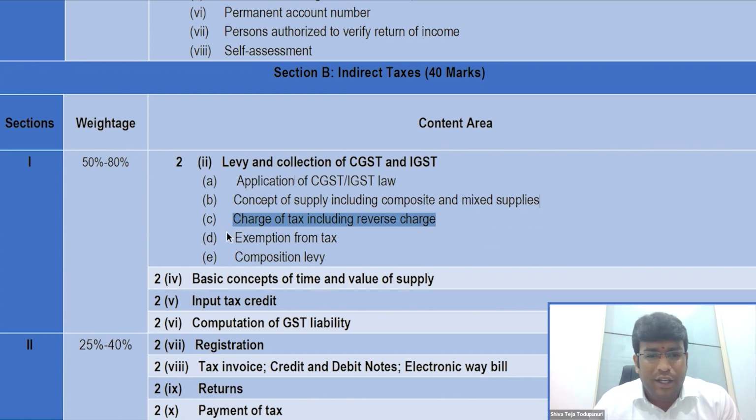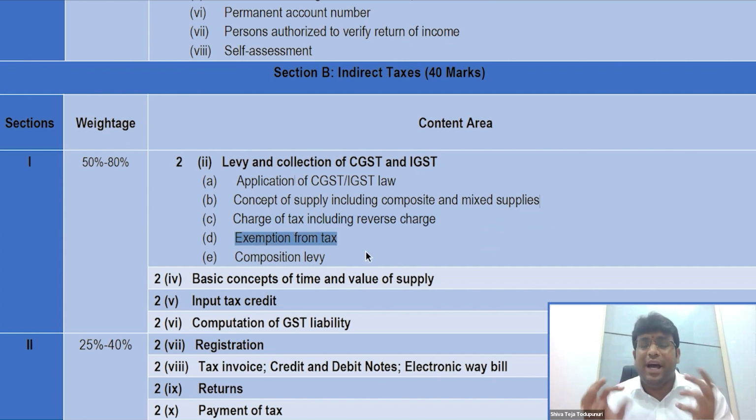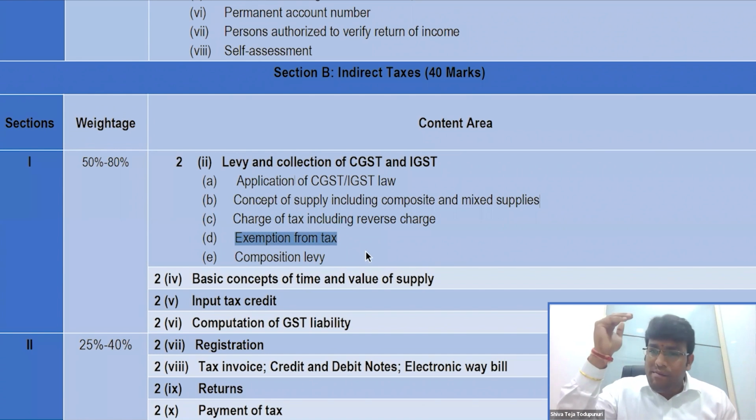After that, my dear friends, we have a topic called exemption from tax, which I keep saying to the students very, very clearly. Don't try to mug up these exemptions. Just try to understand what the exemption is talking about. Don't try to mug up. At CA level, never take the effort to remember all the exemptions. Just understand what that exemption is talking about.